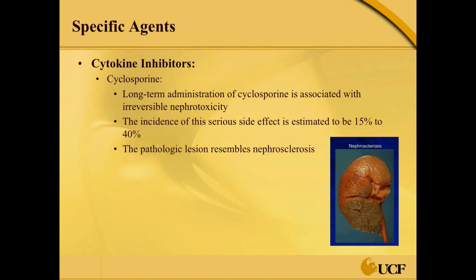Long-term administration can cause nephrotoxicity. Unfortunately, it can be as high as 40%, and the lesions will resemble nephrosclerosis, and I've got a picture here of a kidney that is sclerotic. And I don't know if this is necessarily secondary to cyclosporine, but that's what nephrosclerosis looks like.